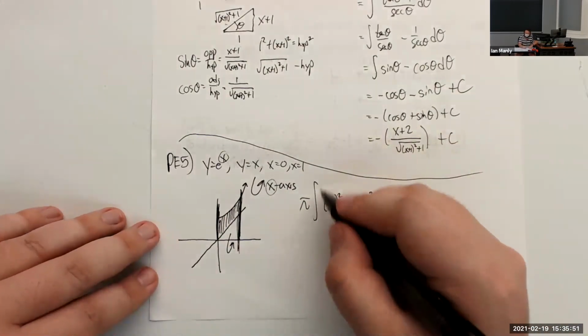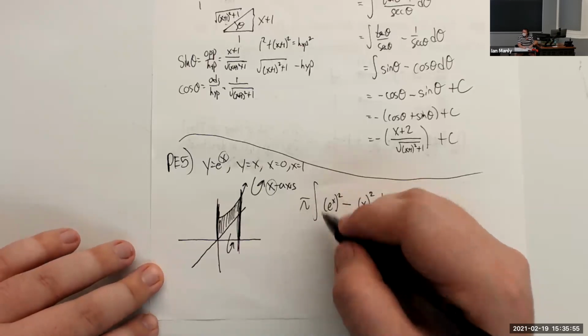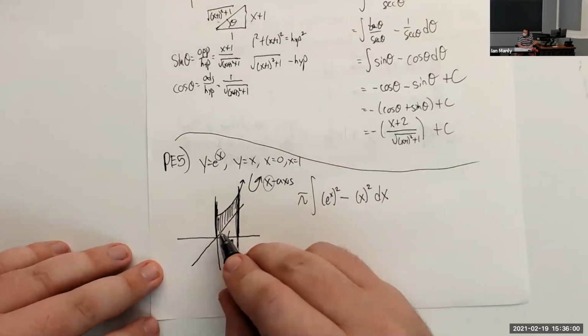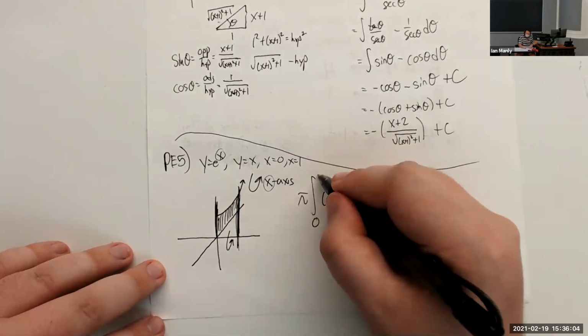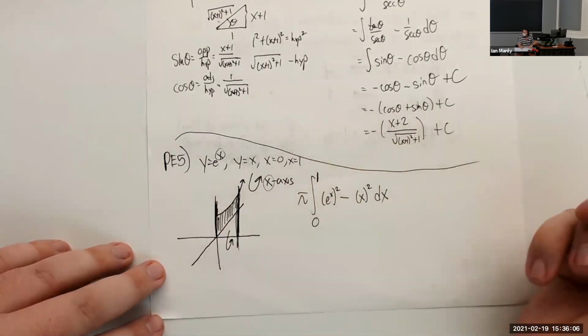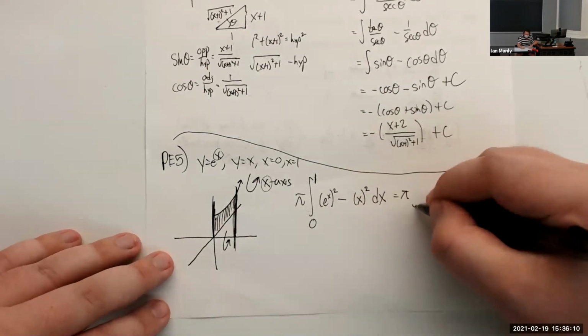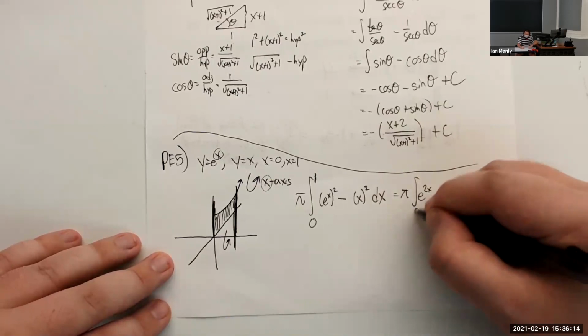All right, now let me ask you guys this. What are the bounds of our integral going to be here? What's the lowest x value we have here? That's right, and then the highest x value ends up being 1. All right, and then now we just need to do this integral right here. So this is e to the 2x minus x squared, from 0 to 1.